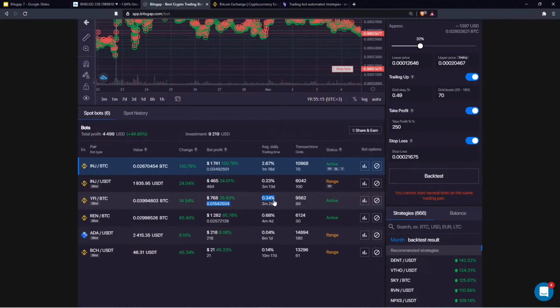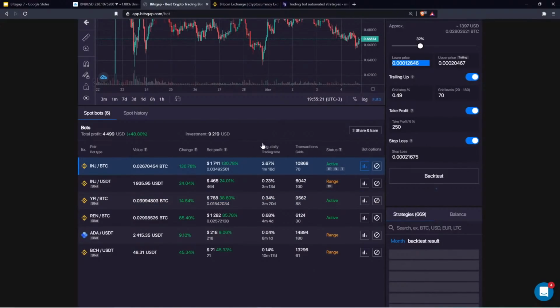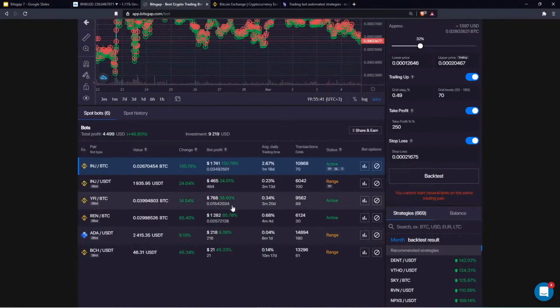You see this one is 0.34, whereas ING is 2.67. Why is that? You just click on details to see what the grid spacing was for it. Maybe this grid spacing is the optimal one for cryptocurrencies like ING, to bring you the highest possible return. So you have this analytics here to take advantage of, to analyze your performance and to select your winners and compare your winners with your losers to find where your weaknesses and strengths are.